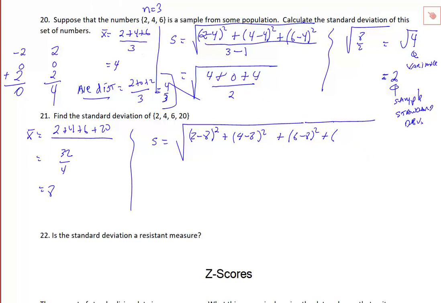Should not be talking and writing at the same time. And all divided by, and again, I got n equals 4. So in this case, I'm dividing by 3, so subtract 1.